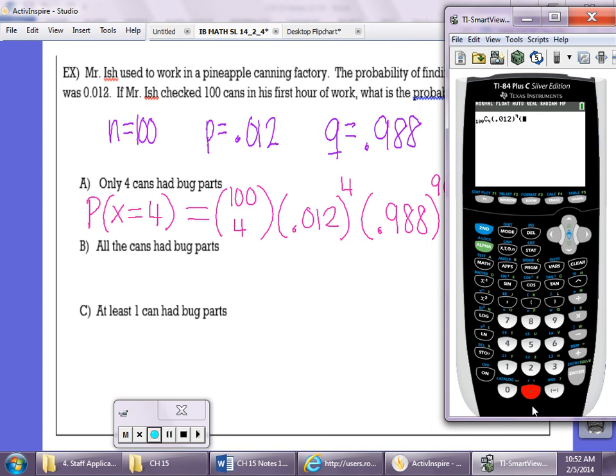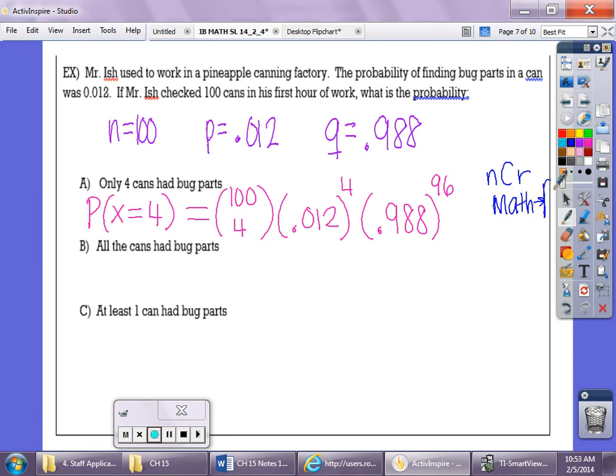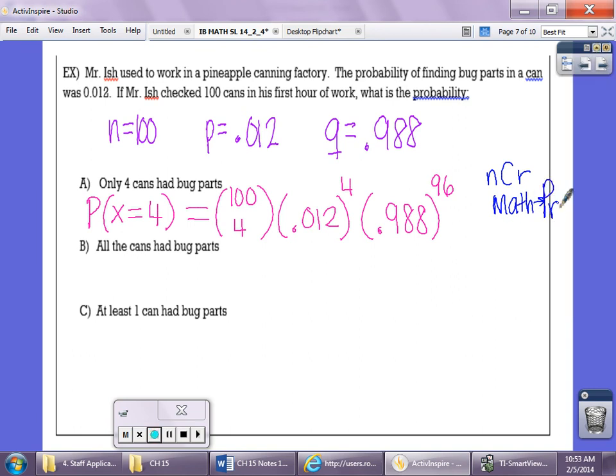Oh, Lord. So the calculator just froze on me, but mostly I wanted to make sure you knew where NCR was. That's math. Move over to probability. And then it's the one that says N choose R. All right. So I won't be able to show you the calculator steps. I'm hoping that the calculator will start working in a little bit because I do want to show you some other things.